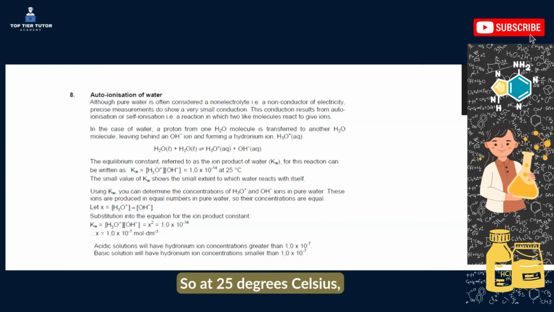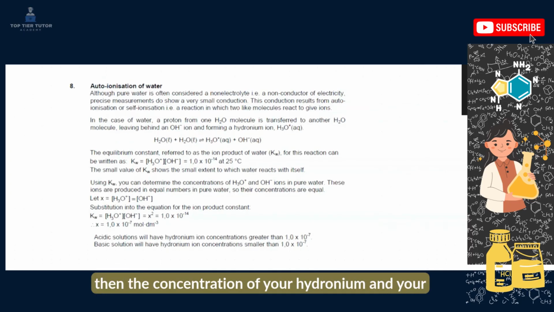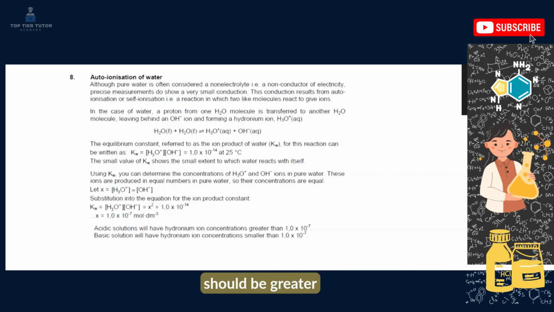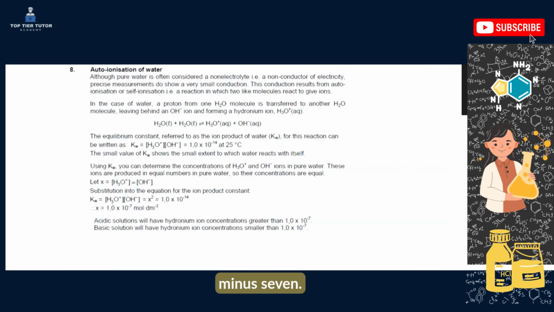So at 25 degrees Celsius, the concentration of your hydronium and your hydroxide would be 1 times 10 to the power of minus 7. This tells us that for a neutral solution, the concentration of your hydronium and your hydroxide would be 1 times 10 to the power of minus 7. If your solution is acidic, it implies that the hydronium concentration should be greater than 1 times 10 to the power of minus 7. And if the solution is basic, then the concentration of your hydronium should be less than 1 times 10 to the power of minus 7.